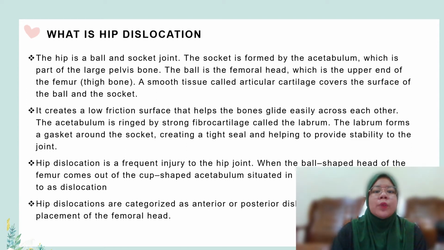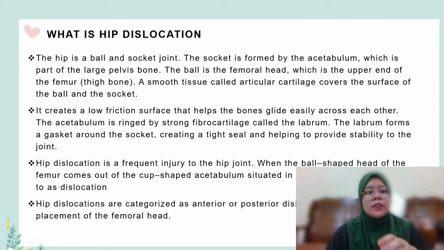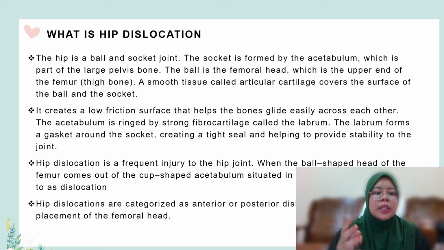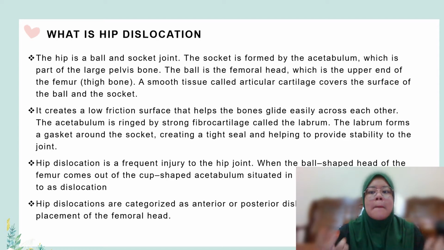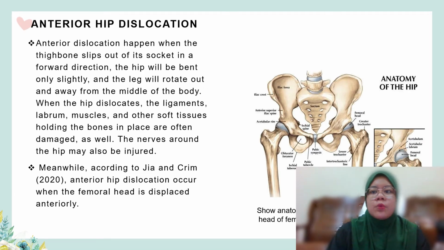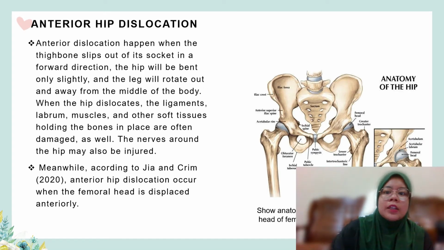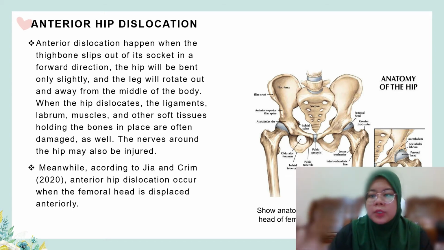Hip dislocation is a frequent injury to the hip joint when the ball-shaped head of the femur comes out of the cup-shaped acetabulum situated in the pelvis. This is referred to as dislocation. Hip dislocations are categorized as anterior or posterior based on the placement of the femoral head. Here you can see the anatomy of the hip in normal condition. The head of the femur stays firmly within the acetabulum.